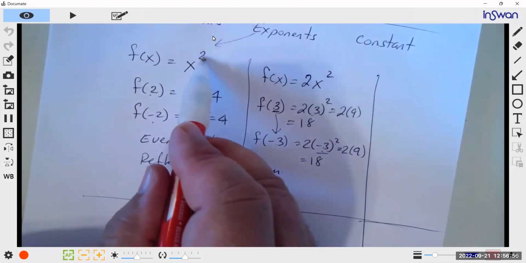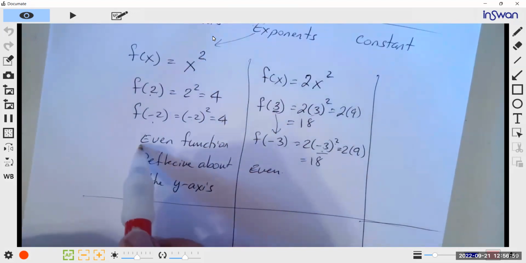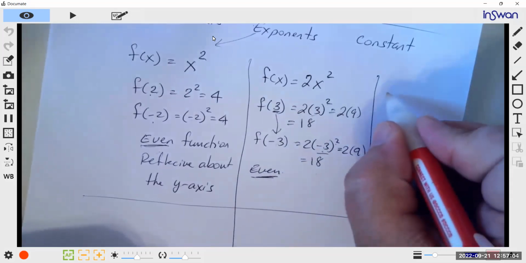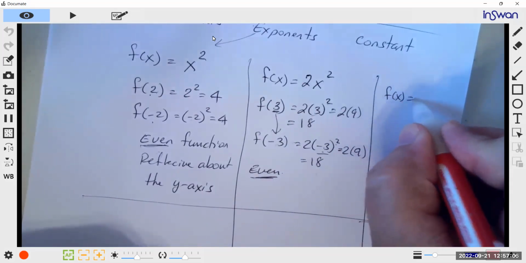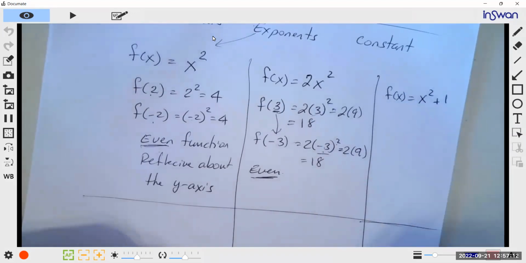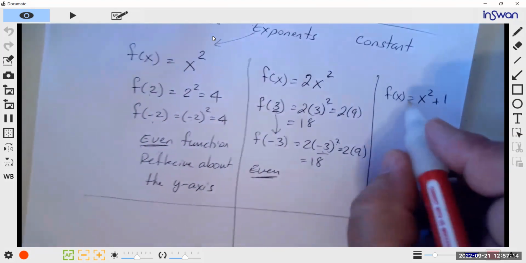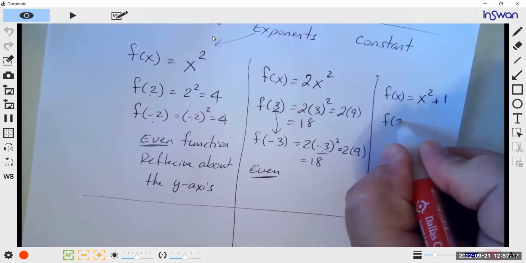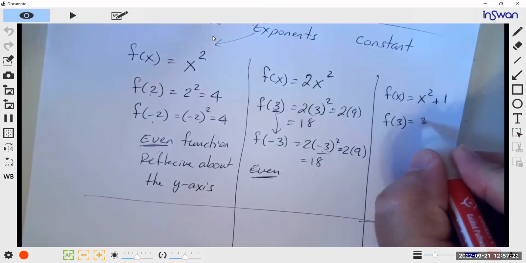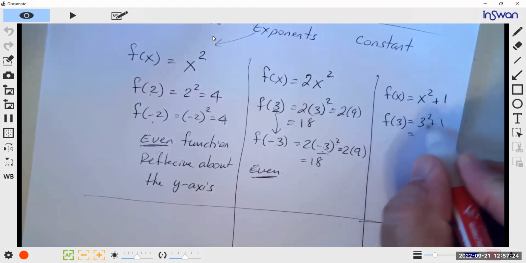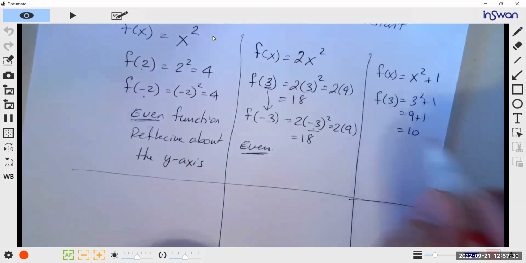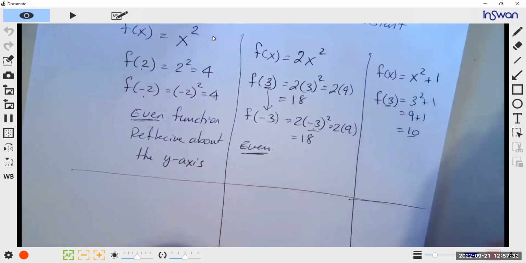So we know that if it has an even exponent, it's an even function. If it has an even exponent and a coefficient, it's still an even function. What happens if we have an even function and we add something to it? Will the answer change? Let's put 3 in there. So it's 3 squared plus 1. 3 squared is 9, plus 1 equals 10. So when x is 3, y is 10.